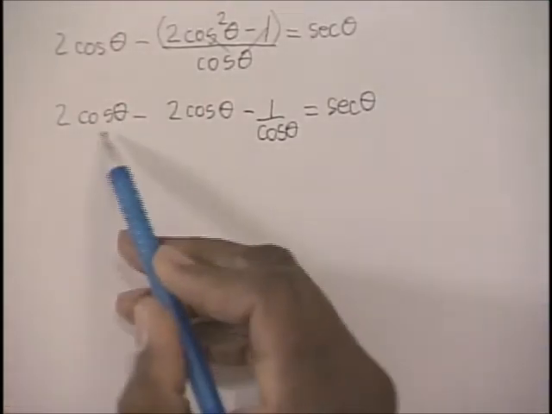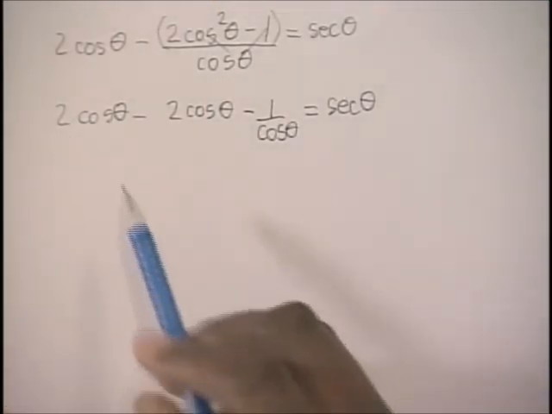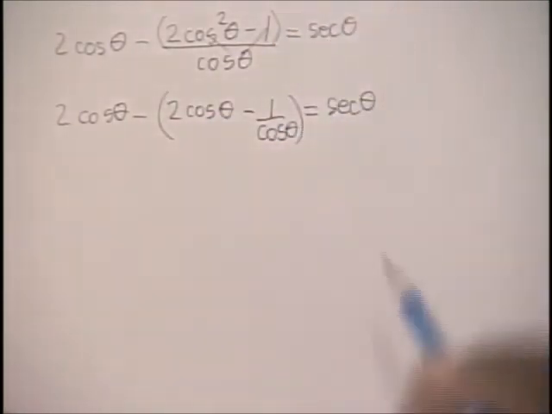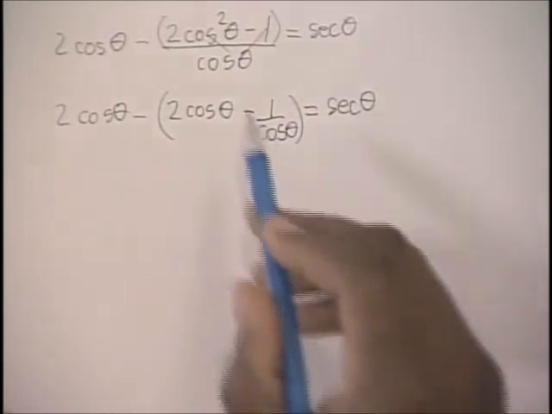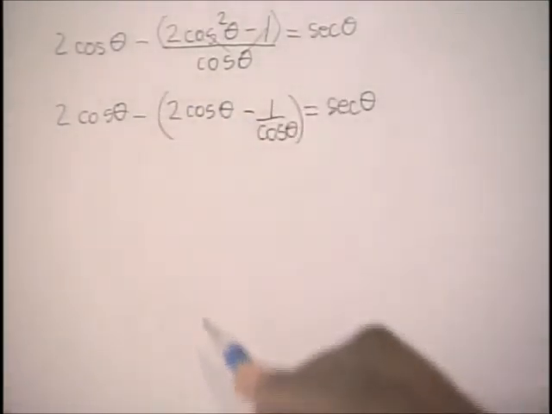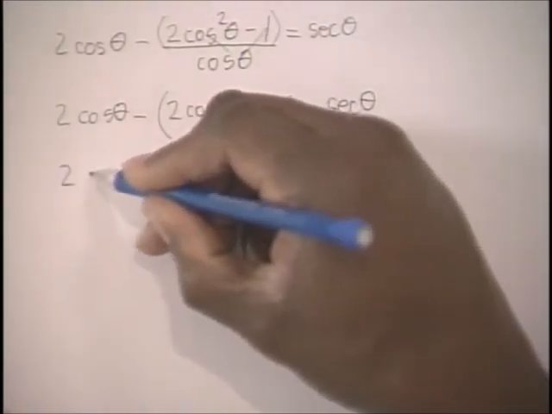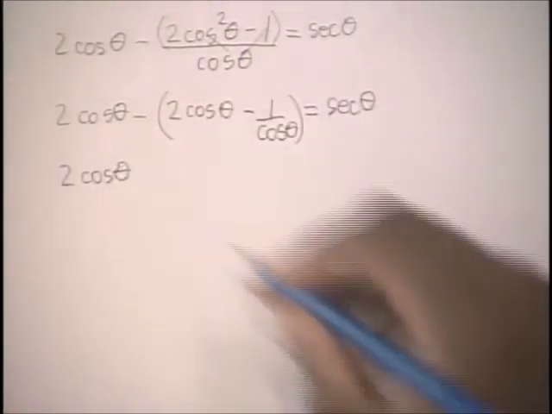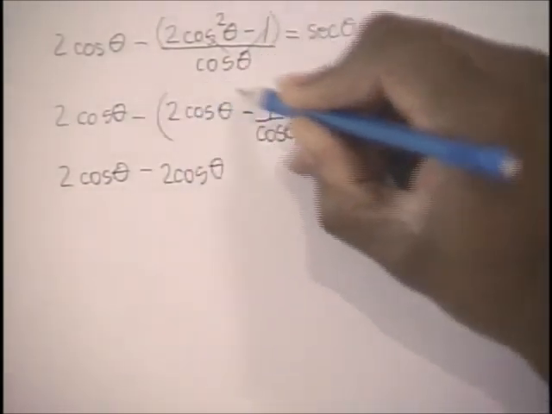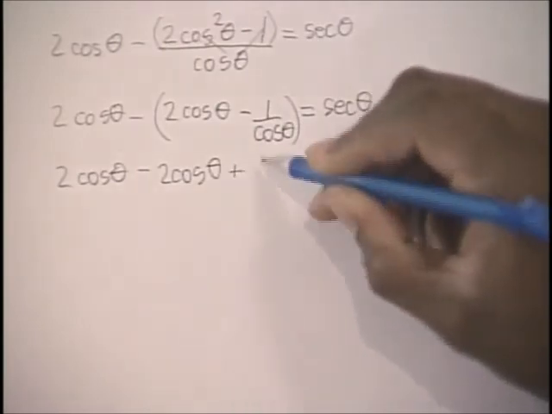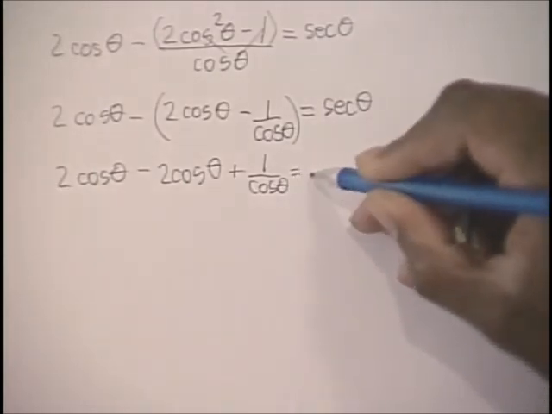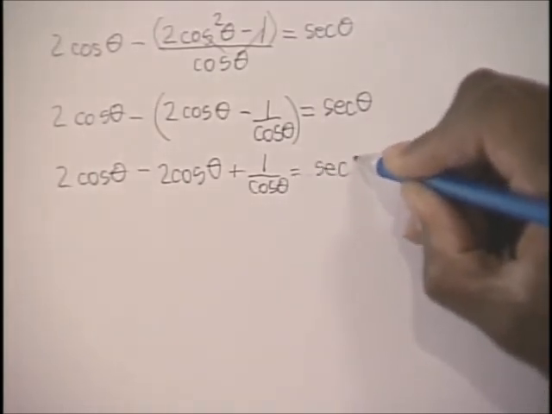Oh, I'm sorry. Let's put all of this in parentheses. I'm very sorry about that. Let's put all that in parentheses because we had a minus sign out front there. All right, so what I'd like you to be able to see here is if we distribute that negative, we end up with 2 cosine theta minus 2 cosine theta. And then you distribute that negative over here, you end up with plus 1 over cosine theta. And they're saying that all this is equal to the secant of theta.